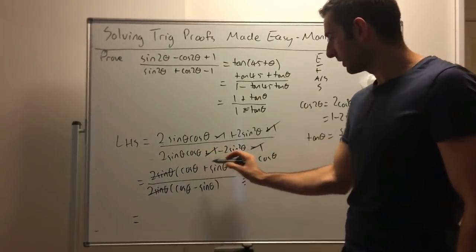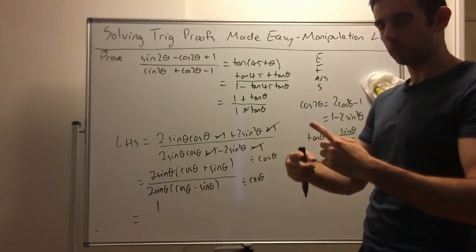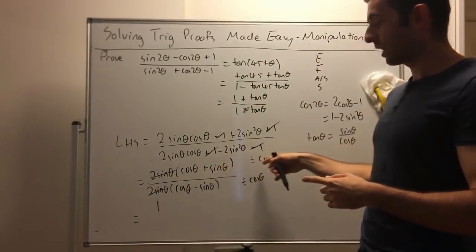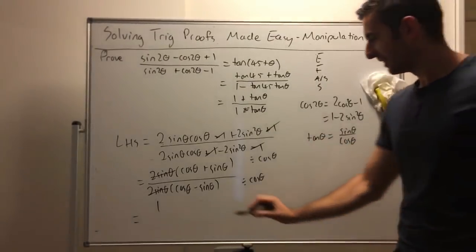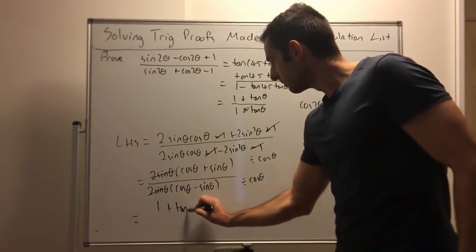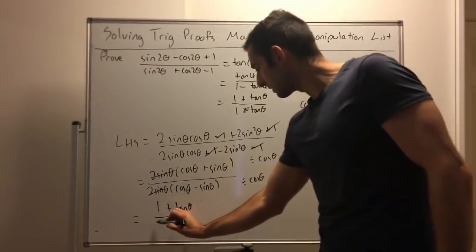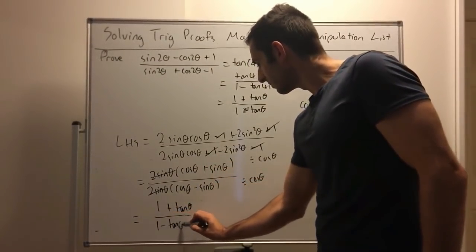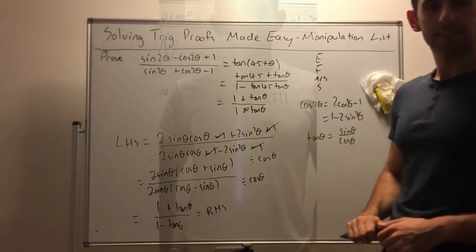Because what happens, what's cos theta divided by cos theta? It's 1, because anything divided by itself is 1. What's sine theta divided by cos theta? It's tan theta, which is what I've just written there. And we get the exact same thing on the bottom, because it's the exact same as the top, but with a minus. And we get the right hand side done.